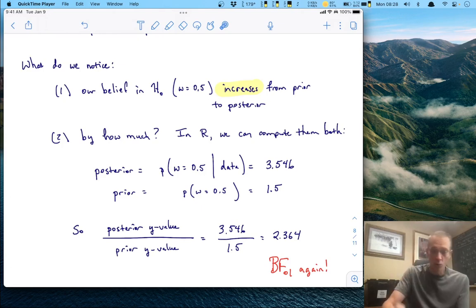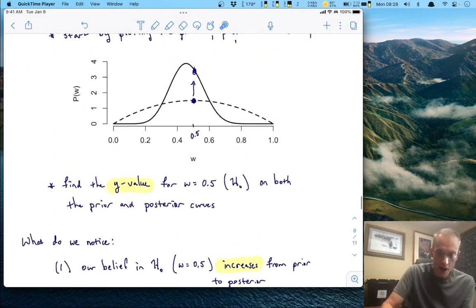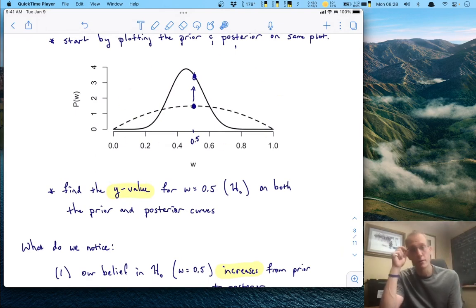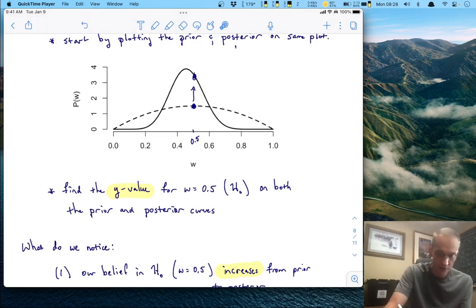So that's really cool. This idea that you can not only see the prior and the posterior distribution for your model and your observed data and your inference under that model, but you can also capture the Bayes factor simply by quantifying this amount of increase, or decrease if it turns out to be less likely.